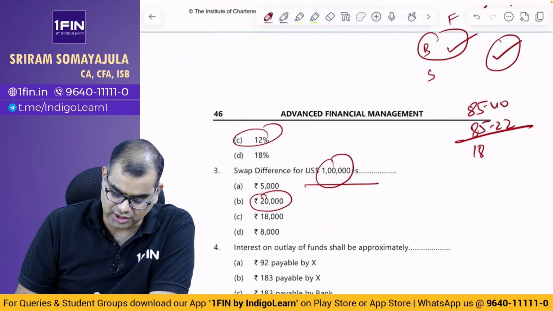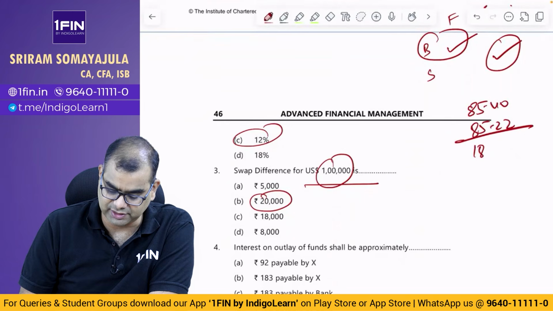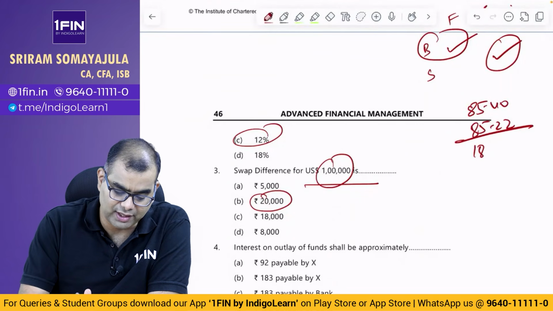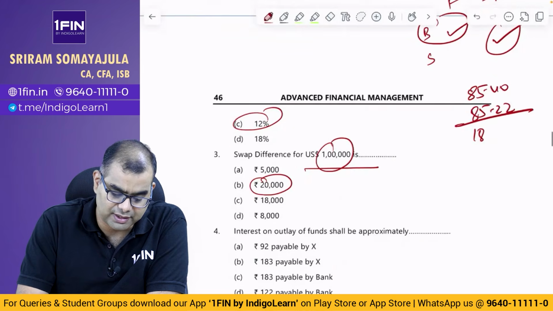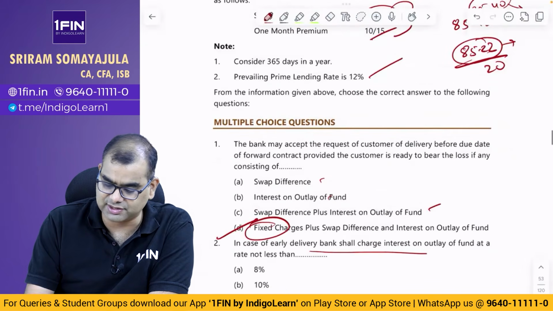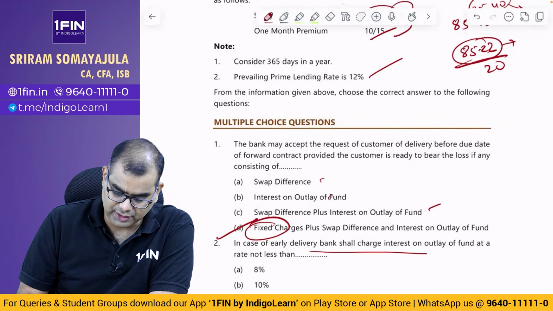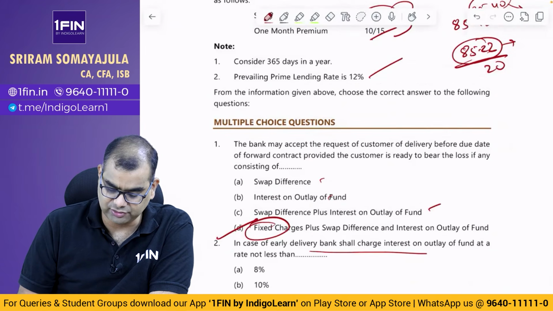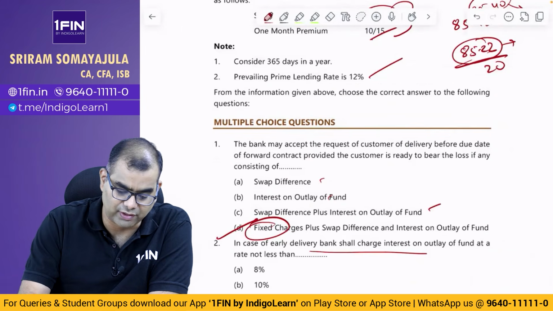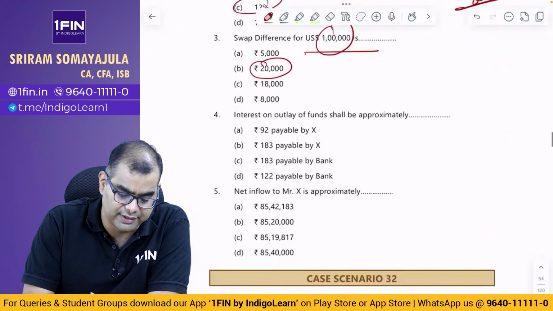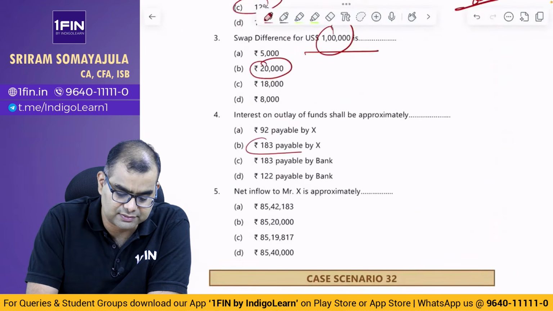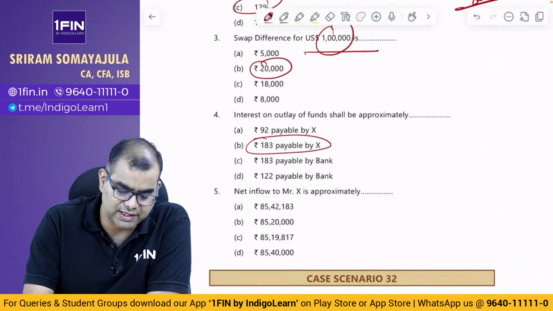On this 18,000, you charge 12%, and this is for 1 month. Divide by 12. You get 180 rupees. So 180 rupees is the interest that they will charge, but they said 365 days. So 18,000 into 12% divided by 365, into 31 days early, into 31. You get 183.45. So 183.45 is what is payable by X. Answer is B, payable by X. What is the net inflow?